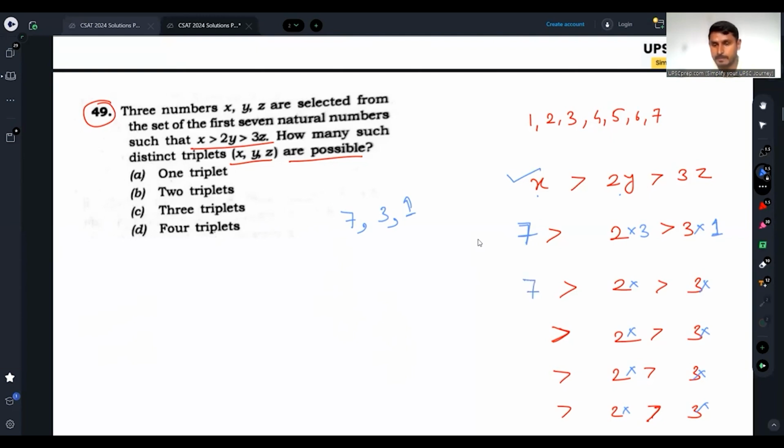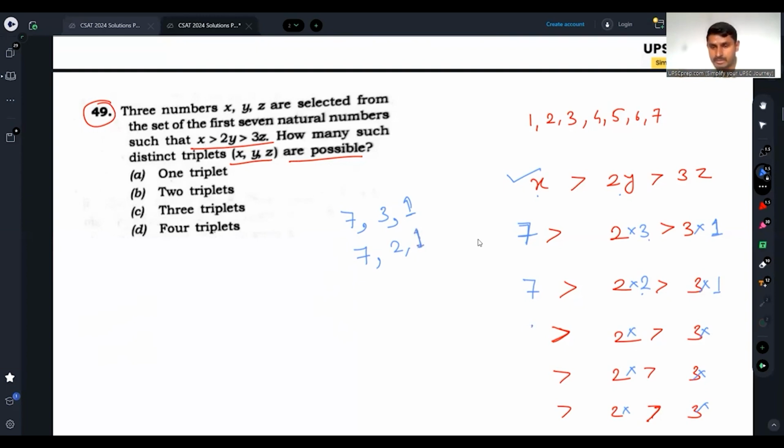And if I keep this as 2, and if I keep this as 1, so what is the second triplet? 7, 2, 1. So if you see here, 7 is greater than 4 is greater than 3, right? So this is another possibility. Then is there any other possibility with 7? No, right? If I make this 4 instead of 3, this will become 2 into 4, 8. So 7 is not greater than 8. So with 7, these are the only two possibilities, right?